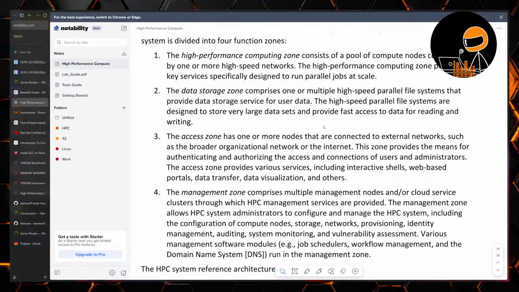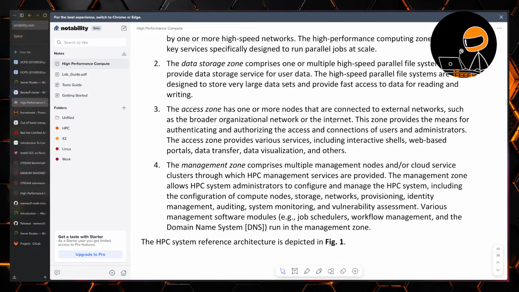for reading and writing. The access zone has one or more nodes that are connected to external networks, such as the broader organizational network or the internet. This zone provides the means for authenticating and authorizing the access and connections of users and administrators. The access zone provides various services, including interactive shells, web-based portals, data transfer, data visualization, and others.